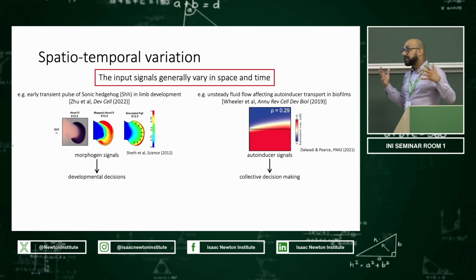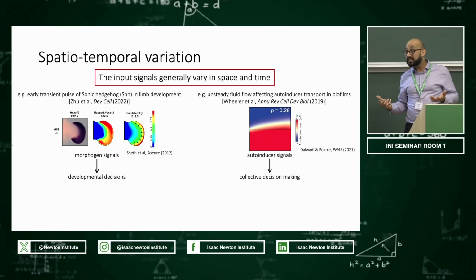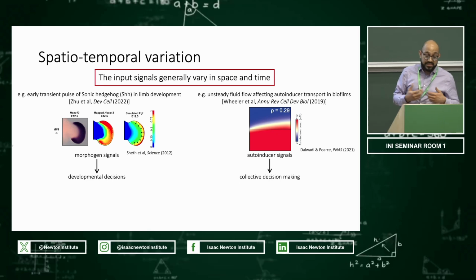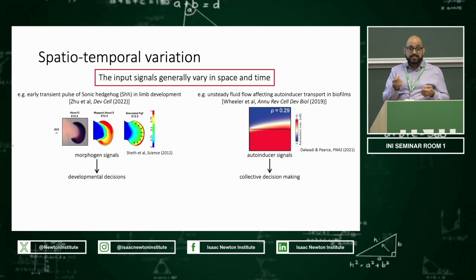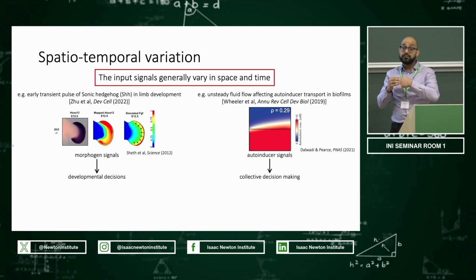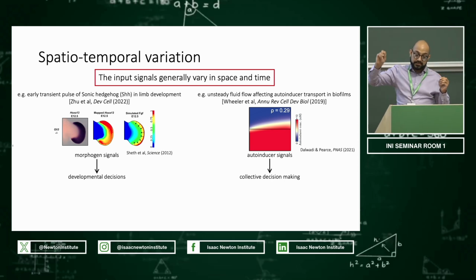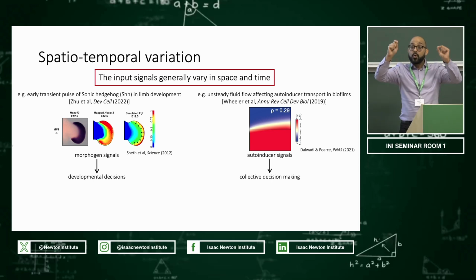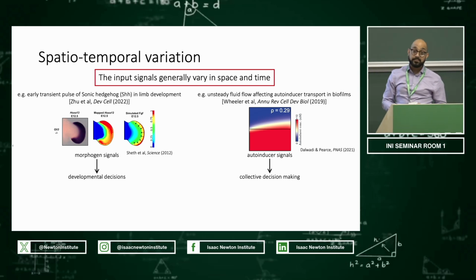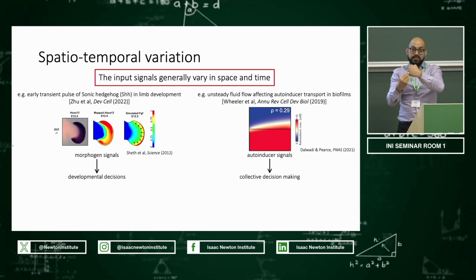And in all of these biological systems, you're generally acting in a complex environment where the input signals that need to be decoded will vary in space and in time. So for example, in digit formation, you can have a spatial morphogen gradient. And this can also act as a temporal pulse in a developing limb. And it's thought that this tells the cells when and where to form the digits during development.